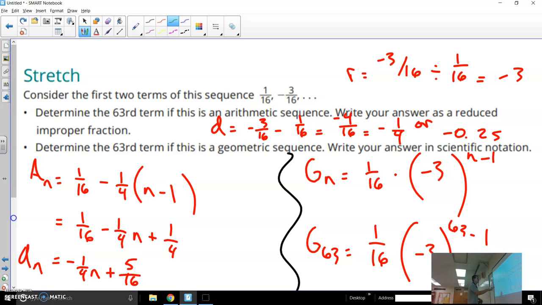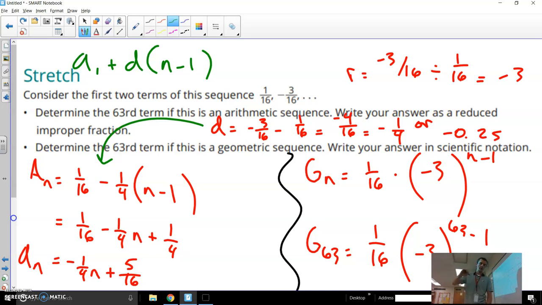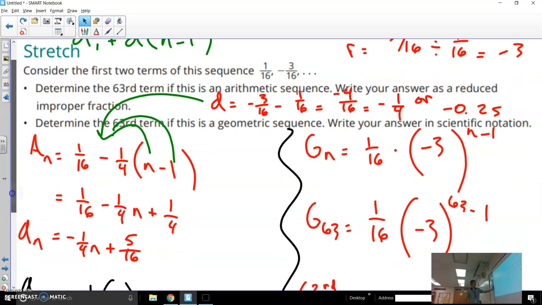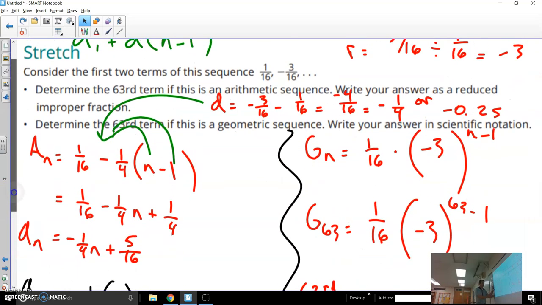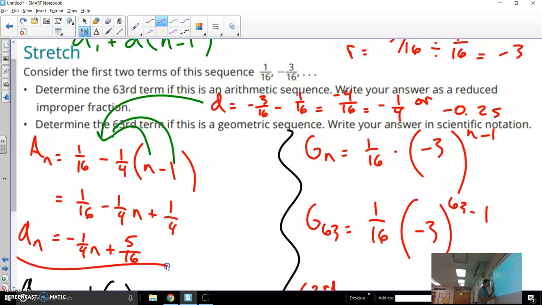So I'm using that to do the first one. Using that same formula we were doing a minute ago, the first number plus the common difference times n minus 1, I'm trying to get a formula for calculating whatever term I want in the future. And that explicit formula is what I'm going for. So I said the first number is 1/16, and the common difference is negative 1/4, and then the n minus 1, you see me distribute, and I combine all of my like terms until I get a very simplified equation right here, okay?